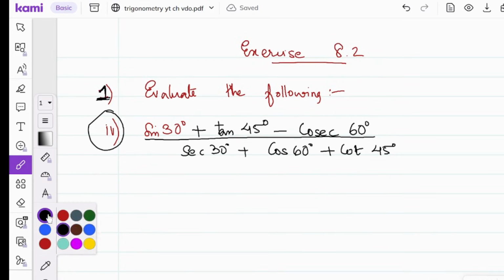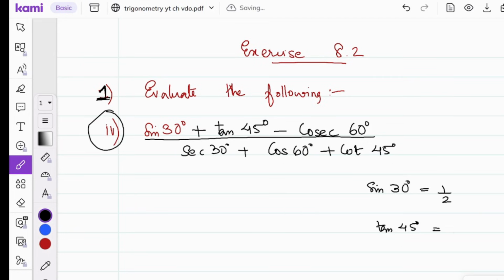So what all things are required here? Sin 30, we should know sin 30. In the previous video, I have explained how to memorize these values, sin 30, tan 45, the shortcuts and everything. You can watch those videos for reference. Okay. Sin 30 equal to how much? Sin 30 is equal to 1 by 2. Now tan 45. What is tan 45? Tan 45 equal to 1.